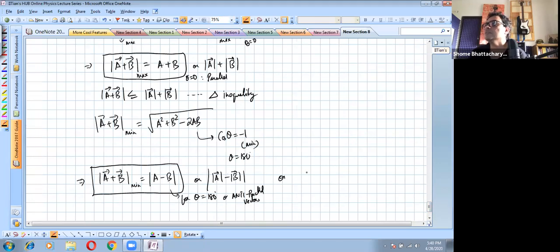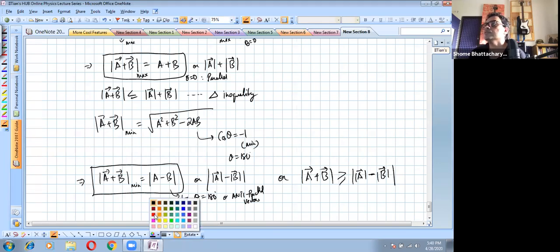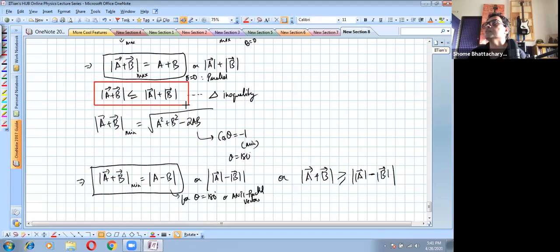So in other words, we can say that the magnitude of A plus B is always greater than or equal to the magnitude of A minus the magnitude of B. Whereas at the same time, it's always less than or equal to this. So these are important statements on their own. In general, mod of A plus B has an upper limit of mod A plus mod B. It has a lower limit of mod A minus mod B. So these two together are called the triangle inequality.